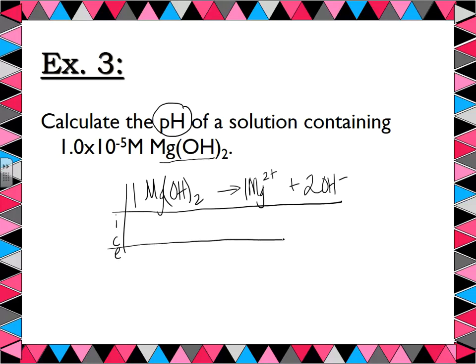This is still wanting us to calculate the pH in the end. We're going to use some of the same strategies. We're going to ICE our problem. 1.0 times 10 to the negative 5 molar is the original concentration of the base, and 0.0 for the 2 ions initially. But when this shifts, since it's a strong base, it's minus 1.0 times 10 to the negative 5 and plus 1.0 times 10 to the negative 5. Now be careful here.